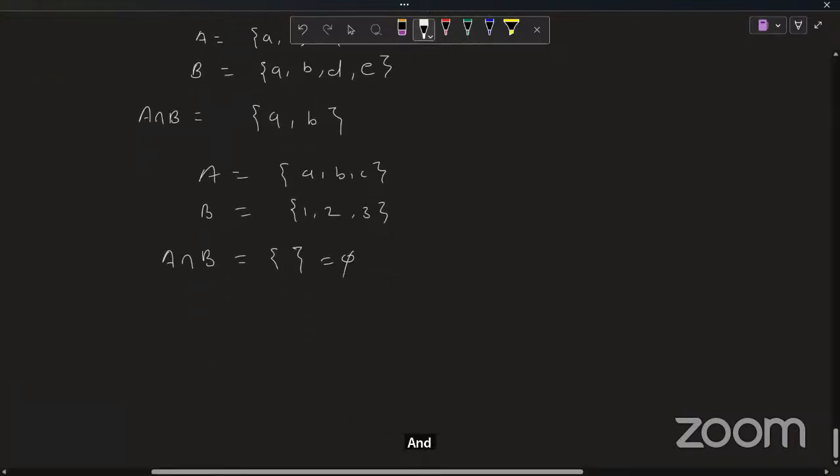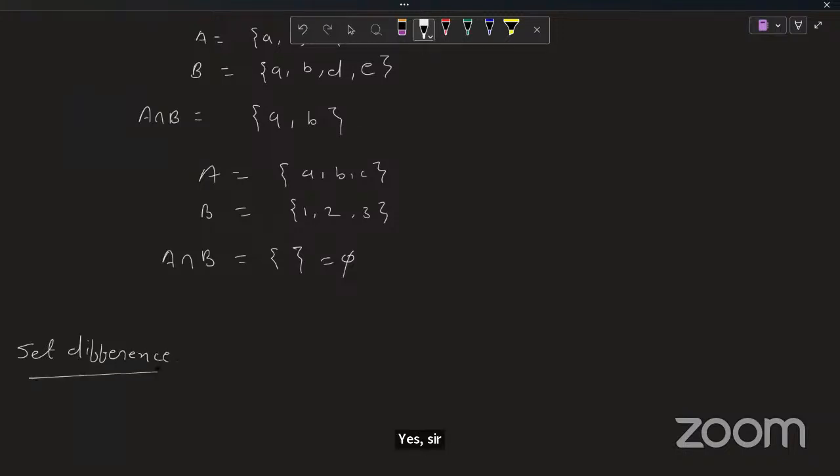Let's discuss set difference. Now the cardinality of A intersection B is 1. Here it is 0, no? The cardinality of the empty set is always 0. 1 means there is one element inside that set, but here nothing is there.